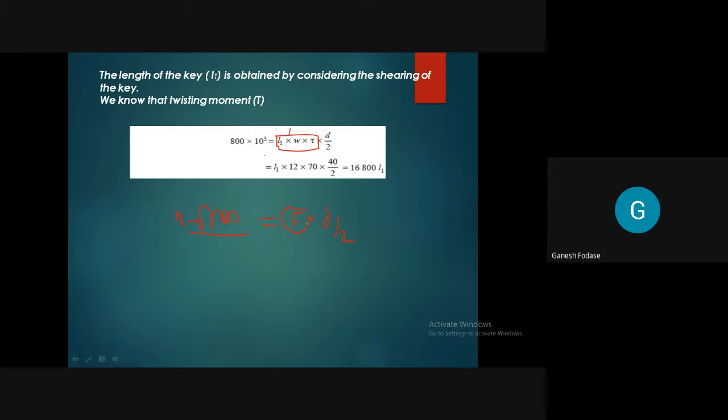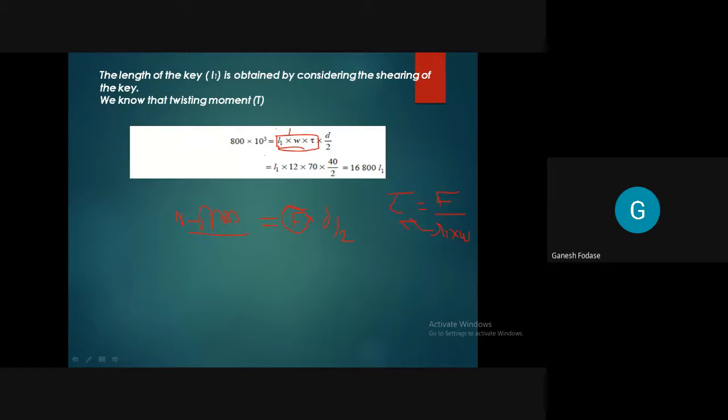How much is F now? This F is responsible for which kind of failure? Shearing force. Yes or no? Shearing force, shearing failure. So you know that shearing stress tau is equal to F upon area. How much is the area now? Shearing area, L1 into W. So F is equal to tau into L1 into W.